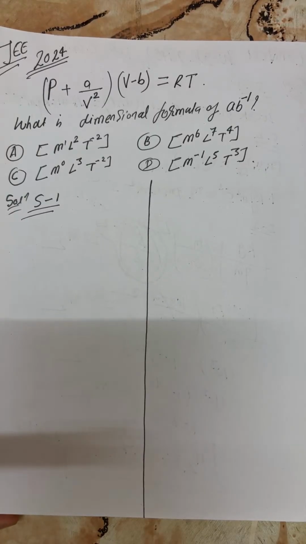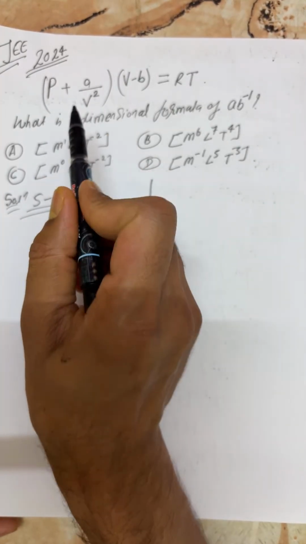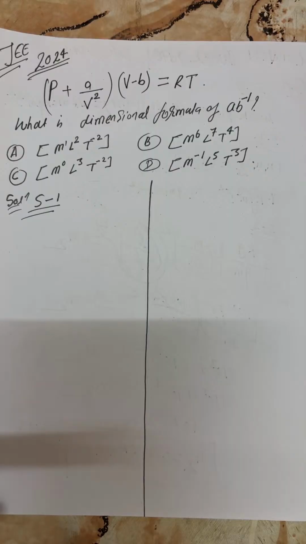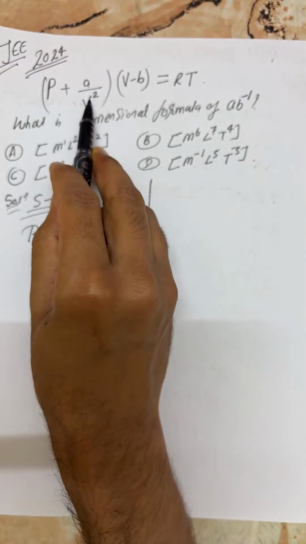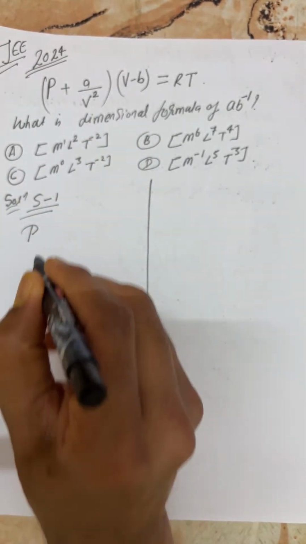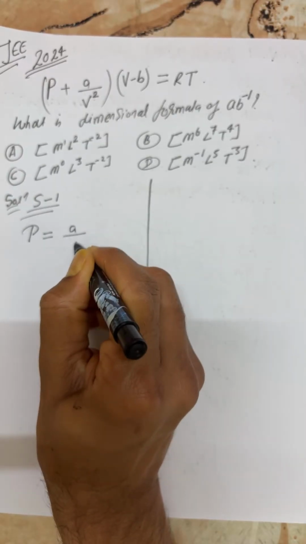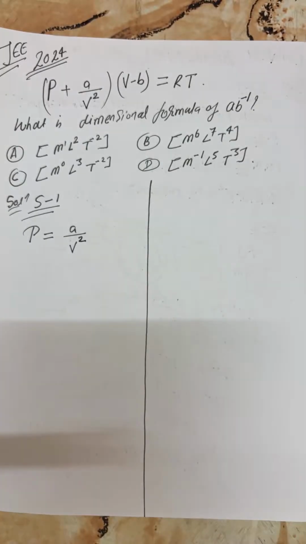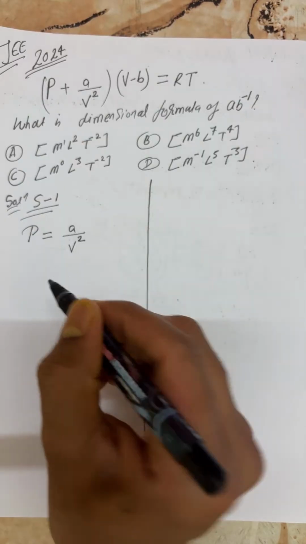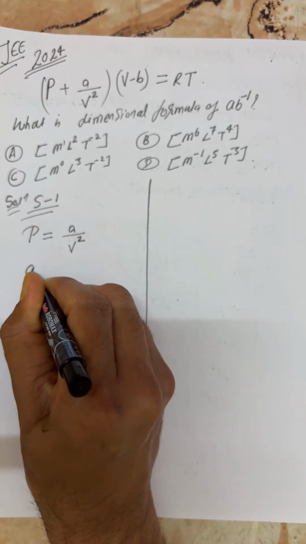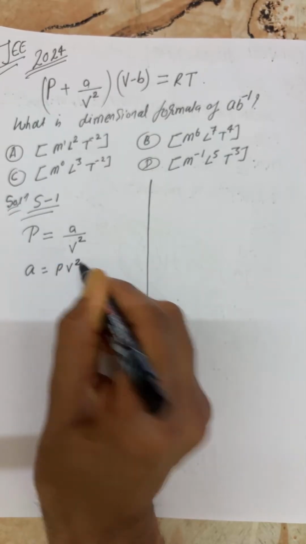Okay, come my dear. Here in the RHS we have the quantity P plus A by V square. As I said, these two are in addition, so the dimensions must be equal, so we can equate them. P is equal to A upon V square. Simply, beta, we'll get the dimensions of A from here. You can write A is equal to P into V square.